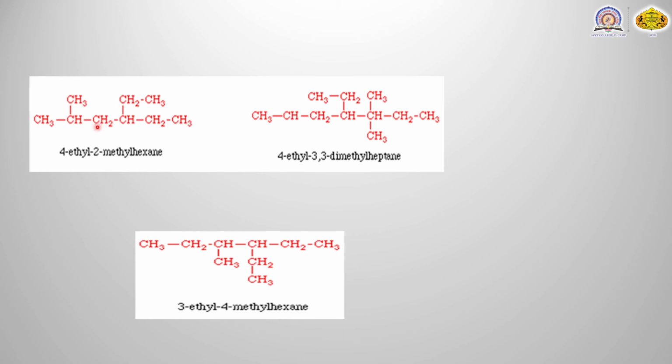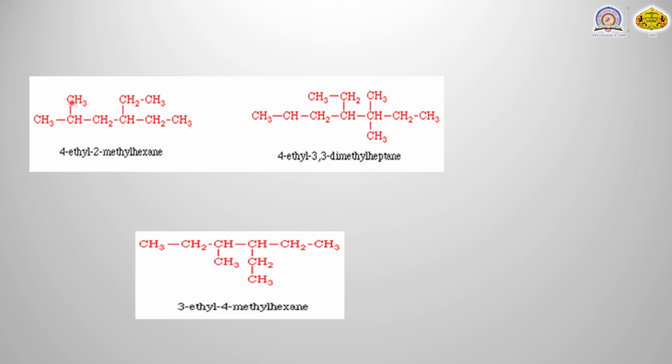This carbon is attached to 2 other carbons. So this is one carbon, this is another carbon. So this carbon is represented as secondary carbon. In this case, this carbon is attached to other 3 carbons. So 1, 2 and 3 carbons. So this carbon is a tertiary carbon. So primary, secondary and tertiary carbon.